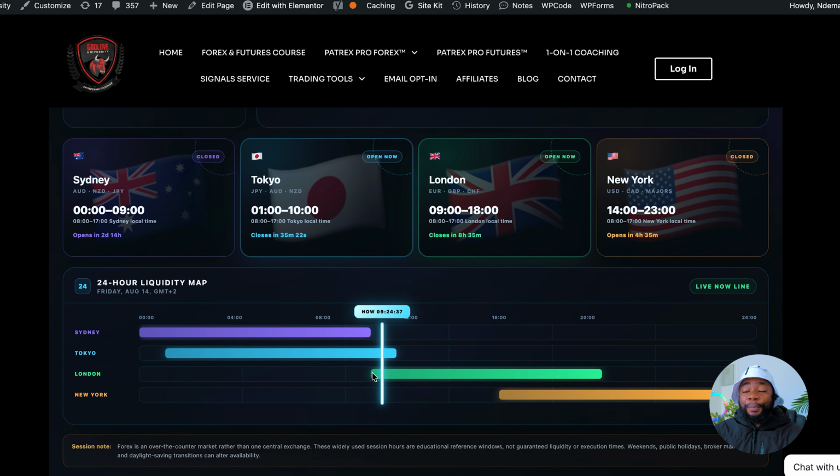The London session opens at 9 a.m. my time, which was almost about 24 minutes ago. And you can see the line is ticking in real time, showing you which session. These two sessions are overlapping, the Tokyo session and the London session.